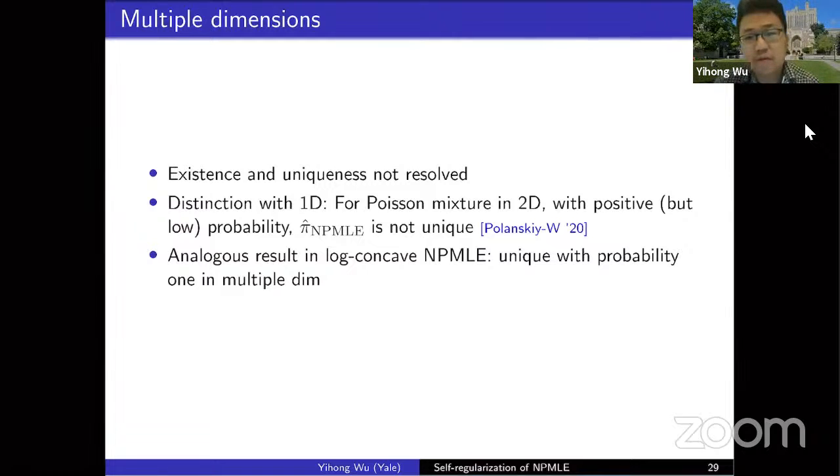So there's a huge distinction the moment you move away from 1 dimension. For instance, what we know just very recently is that the solution with positive probability is not even unique. But it seems it's unique with high probability.